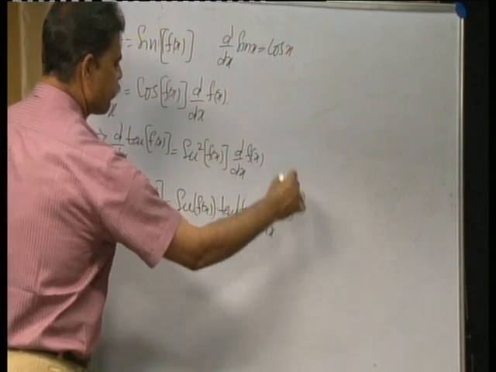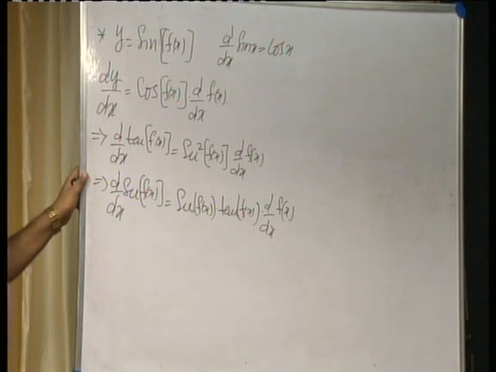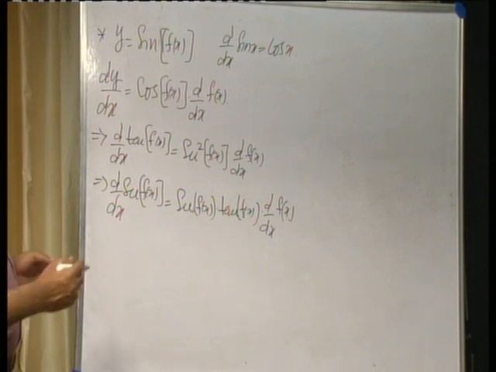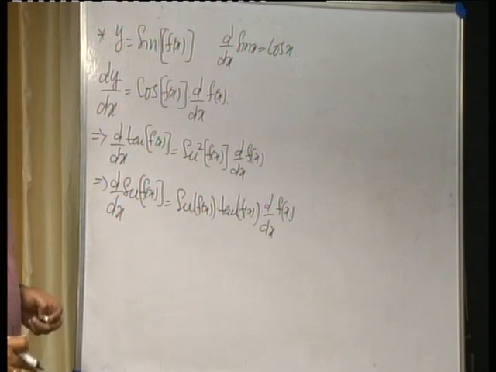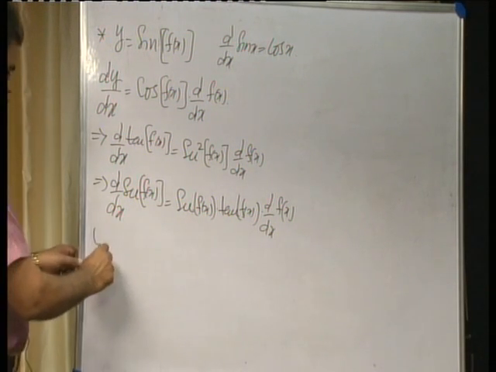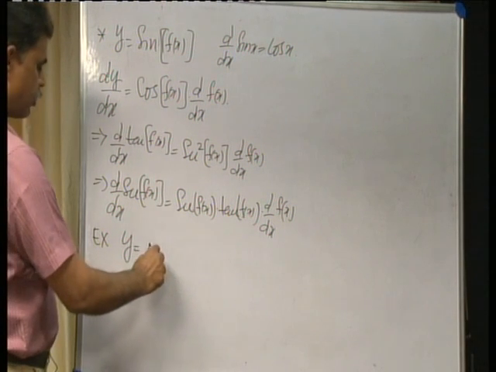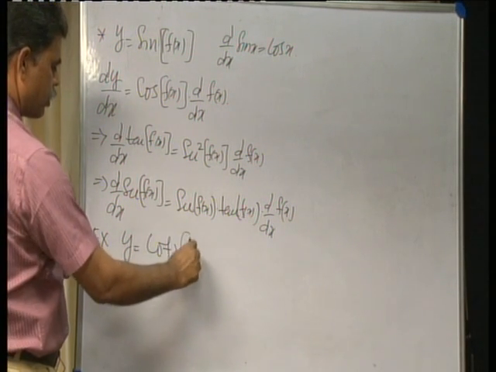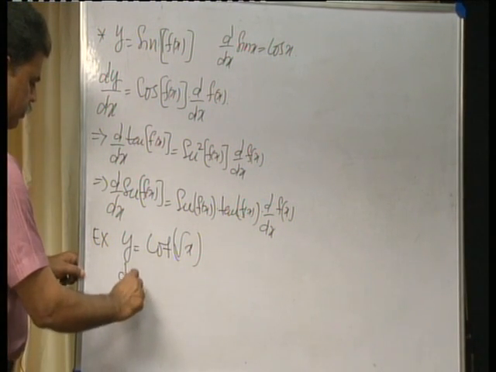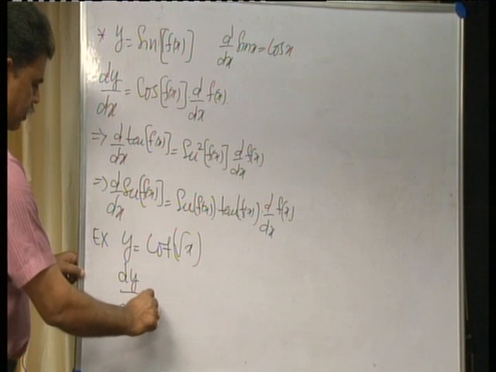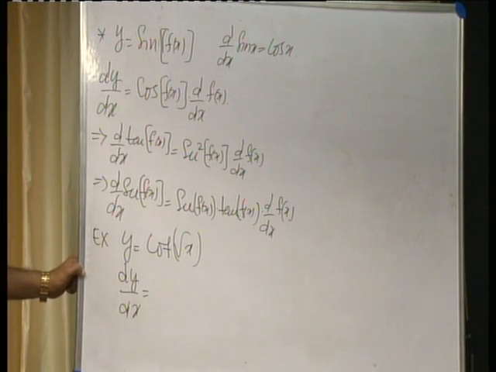Is it right? D by dx of secant x is secant x into tan x. Therefore, d by dx of secant of function is what? Secant function into tan function into d by dx of function. We can extend it for all the 6 trigonometric functions. I will show an example. Y is equal to cot root x. It is a cot of function.